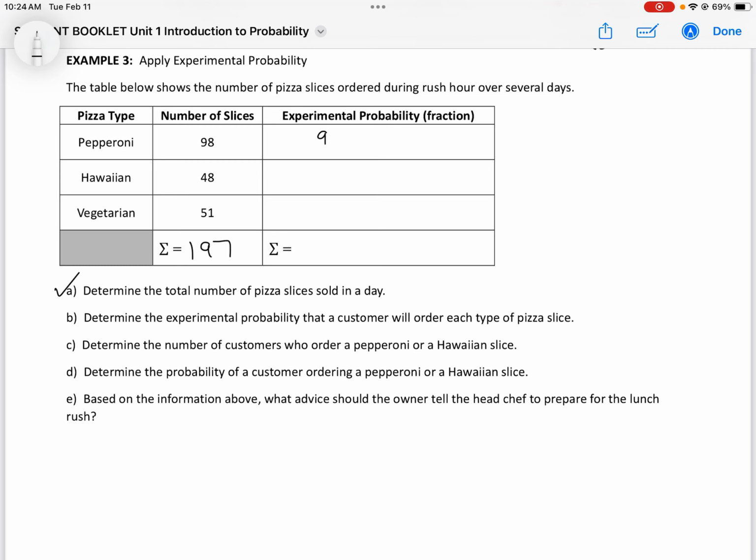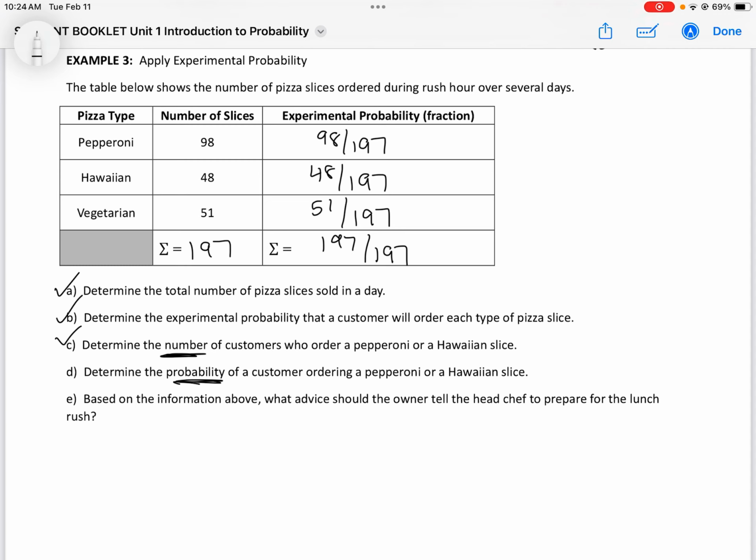So pepperoni is going to be the 98 over 197. Hawaiian is going to be 48 over 197. And vegetarian is going to be 51 over 197. And this is going to equal all 197 over 197. And all that really means is that you've accounted for all of the pizza slices. Okay, now we can take this and we can determine the number. Okay, so be careful between number versus probability.